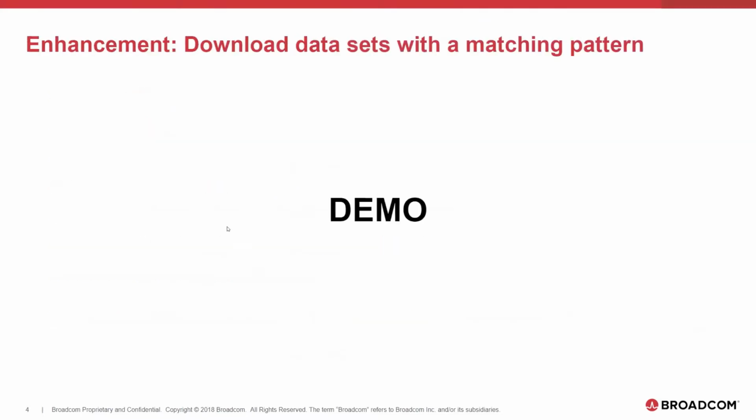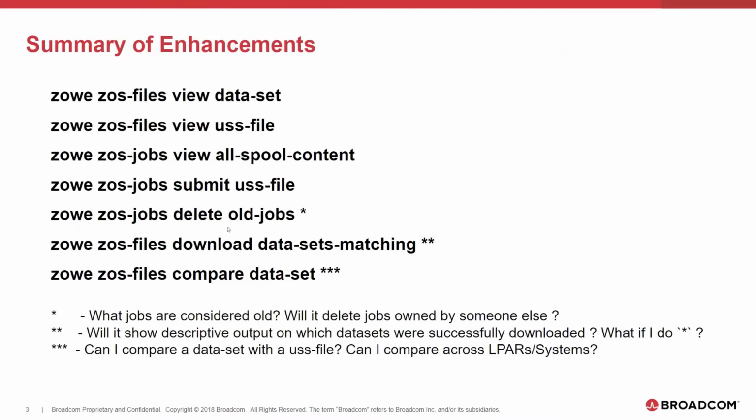Next one is the delete all jobs. In the previous version of the delete jobs command, you could only delete a single job at a time. This one allows you to delete all jobs associated with the ID by default, or you can specify a prefix if you want to delete jobs that do not start with the same name as the user.